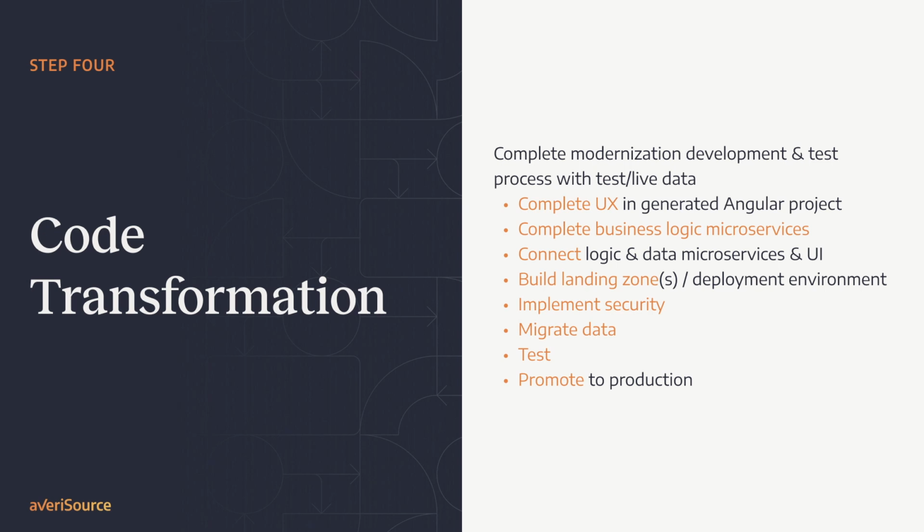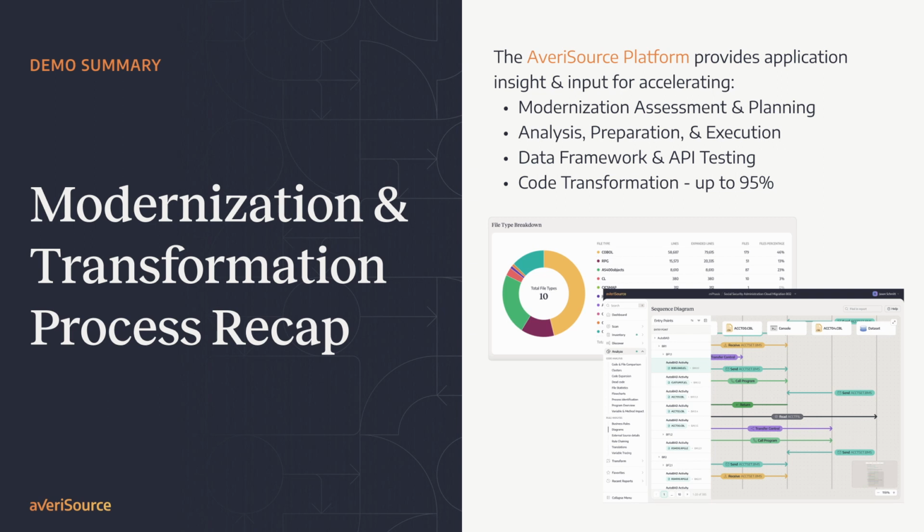Now we're ready to make assignments to our team. Previously, this has been the enterprise, modernization, or data architect going through the process of design and creating the flow. Now I have those rendered Angular projects, and I can have the UX team work in those generated Angular projects, the development team finish the business logic microservices, and have the appropriate infrastructure folks build the landing zones, or depending on where you're going, implement security, migrate data, test, and promote. So I've gone through the entire process within the AveriSource platform to get ready for that. I've generated up to 95% of the code to accelerate the process, created a structured framework that my developers work within to improve code quality, and tested that framework to make sure that the process is ready to begin.